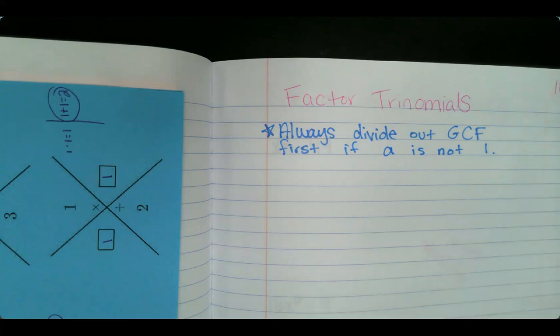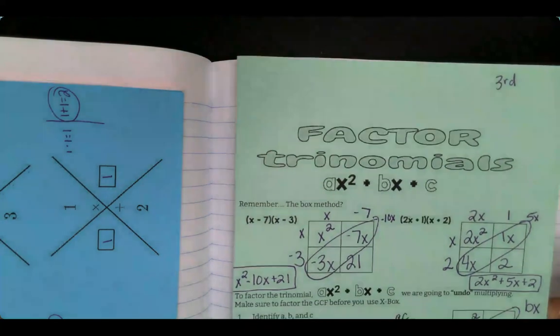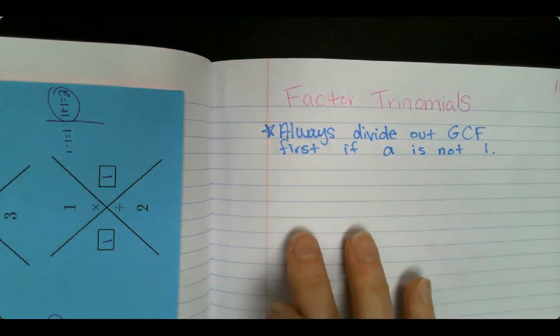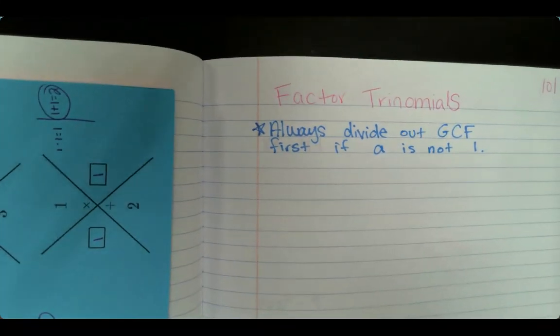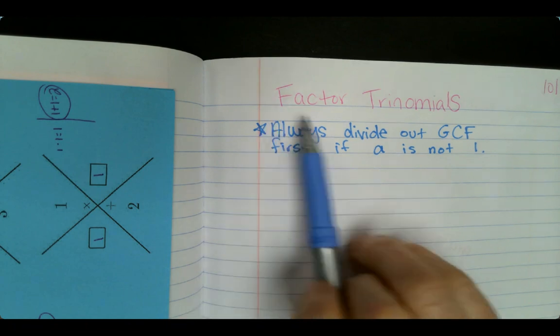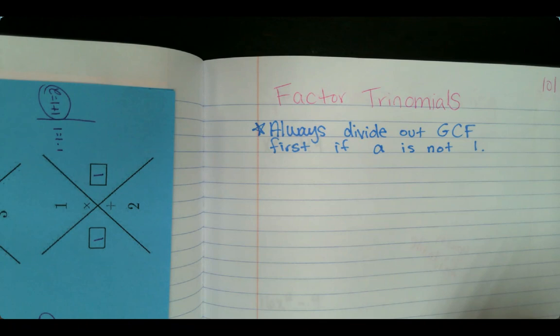Okay, we are factoring trinomials. This is day 2. Yes, we started this, so we're going to finish this. But first, what I want to do is write a few instructions on the next page in your journal. So, factor trinomials. Step 1, always divide out GCF first if A is not 1.